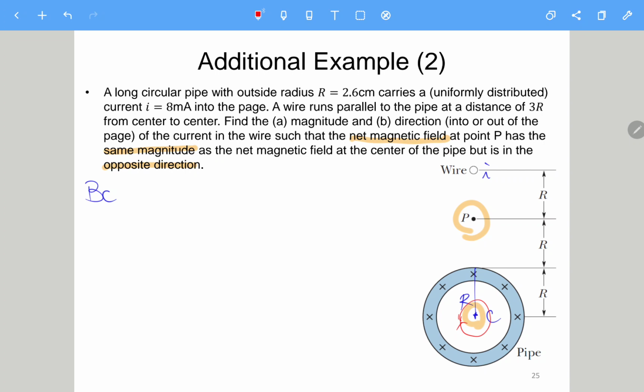Here we assume IW, since I'm not sure whether it is into or out of the page. So BC will be mu0 times IW over 2 pi, and the distance from here to here is 3R, plus 0 from here. So this is mu0 IW over 6 pi R.